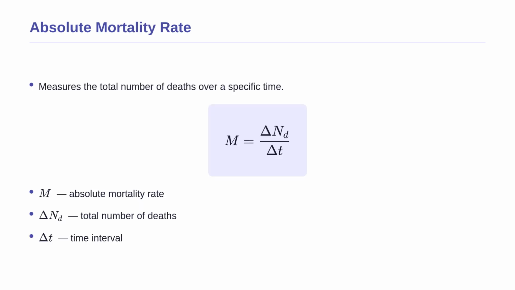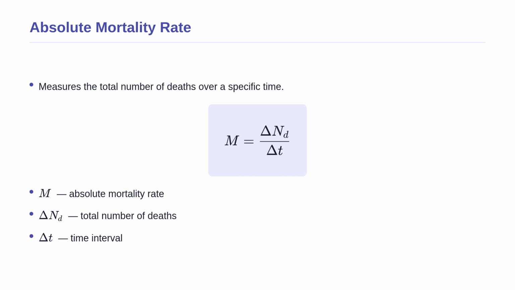To understand how fast a population is declining, we use the absolute mortality rate formula. Conceptually, this calculates the total number of deaths divided by the time it took for them to happen. In this equation, the capital letter M represents the absolute mortality rate. The symbol delta N subscript D represents the total number of individuals that died, and delta T represents the time interval during which these deaths occurred.